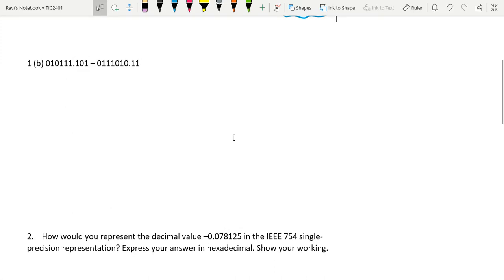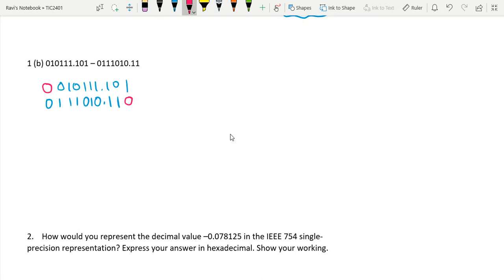Question 1 part B. Again the same thing. The first step is write out the two numbers and make sure the integer part and fractional parts match. 111.101, and the second number is 010.1110.11. Okay, so it's easier to see the difference. I need to add one more bit here, and add one more bit here. Now there is a match.